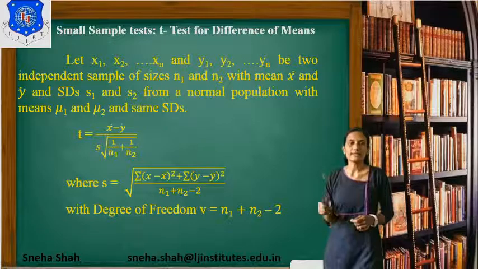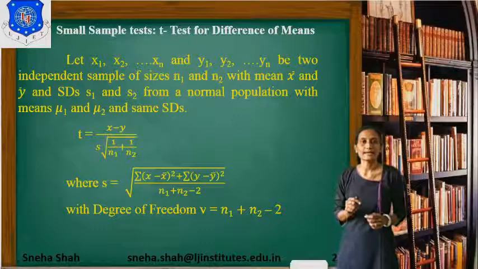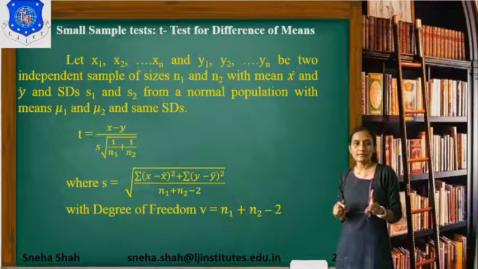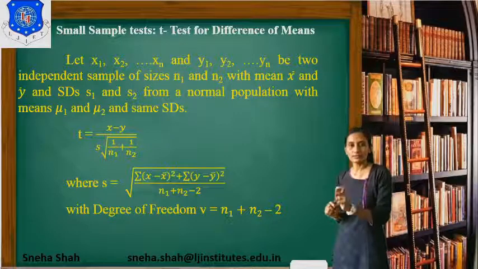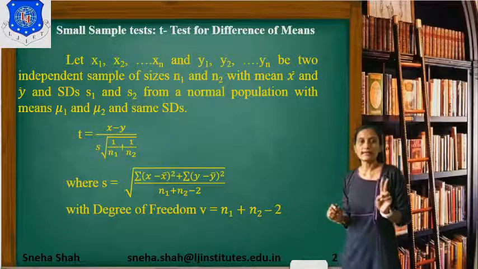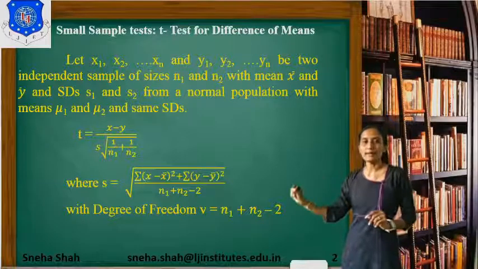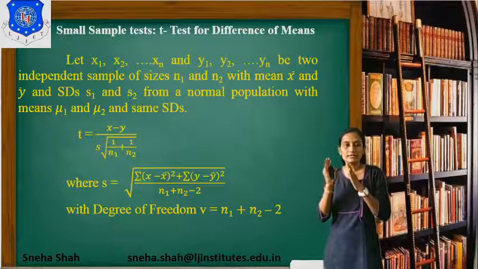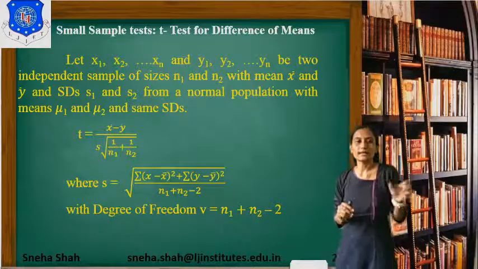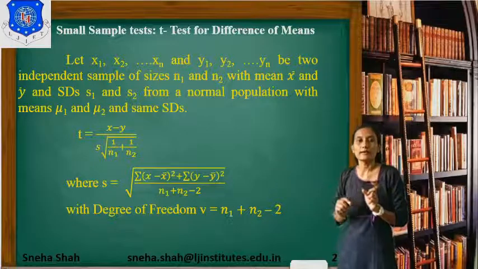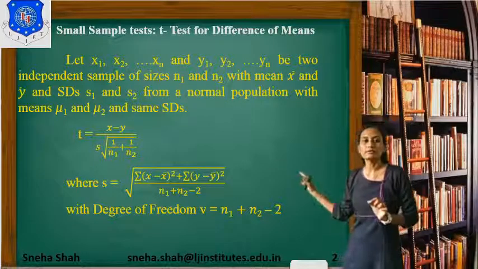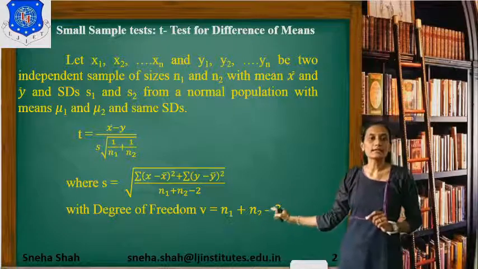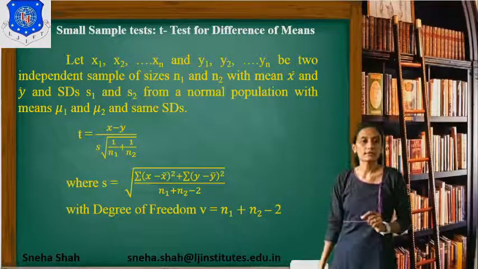Because, as you know, if we are taking a single mean, as I explained in the last session, v equals n minus 1. So if we are taking only one mean, its value equals n minus 1. If I am taking two sample means, then its value will be n1 minus 1 plus n2 minus 1. If we add these two, it gives n1 plus n2 minus 2. So this is the degree of freedom for the difference of means.